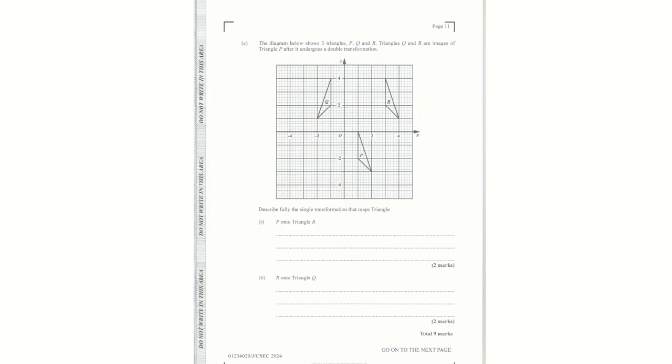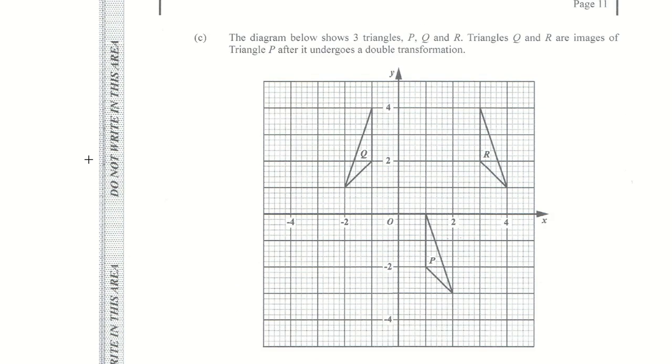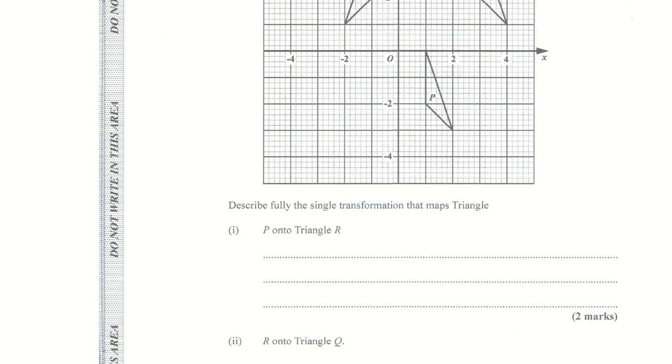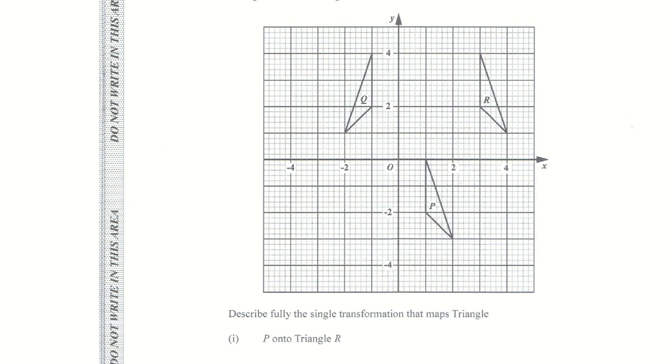Again, they're bringing the transformation questions. Let's look at it. The diagram below shows 3 triangles, P, Q, and R. Triangle Q and R are images of P, so P is your object after it undergoes a double transformation. So P goes to R and then R goes to Q, something along those lines. Describe fully the single transformation that maps P onto R. They have the same orientation, so it's not a rotation.